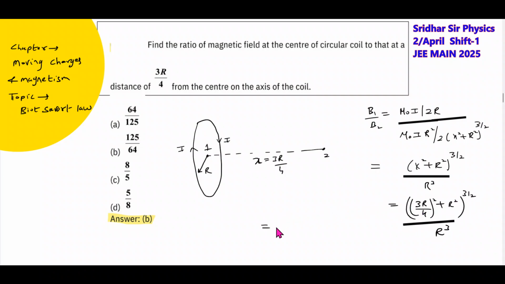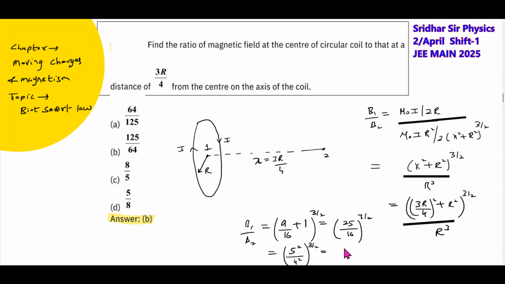You have to do fast calculations in the exam. Here, as a teacher explaining, I'm showing it in detail, but you must be ready with all these calculations. R cube will get cancelled out. What will be left over is 9 by 16 plus 1 to the power of 3 by 2. 9 plus 16 is 25, so 25 by 16 to the power of 3 by 2. 25 is 5 square and 16 is 4 square, to the power of 3 by 2.